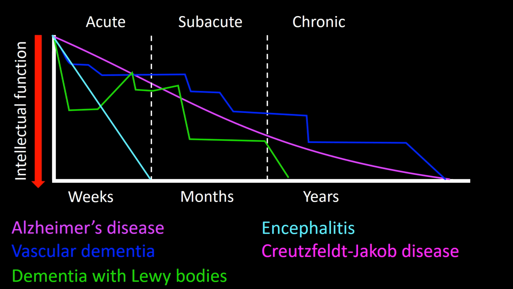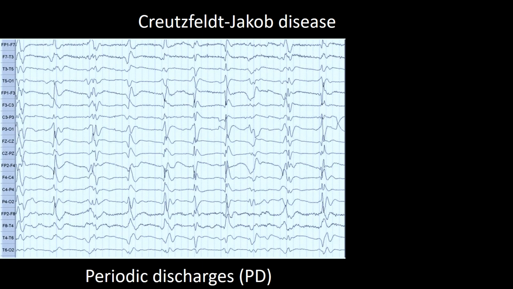Creutzfeldt-Jakob disease advances in months. I will spend a few minutes on this disorder because, despite its rarity, questions about it are often found in exams. Creutzfeldt-Jakob disease is associated with periodic discharges in the EEG, here labeled PD. It is a prion-related condition.